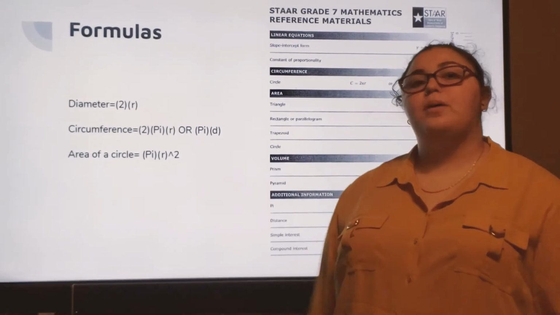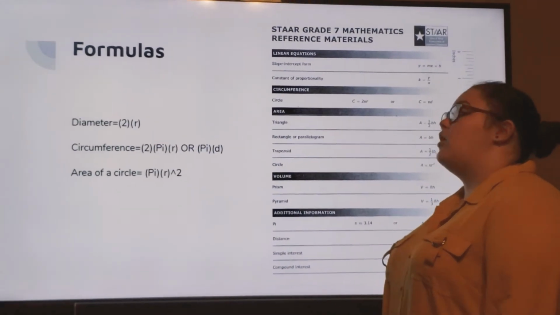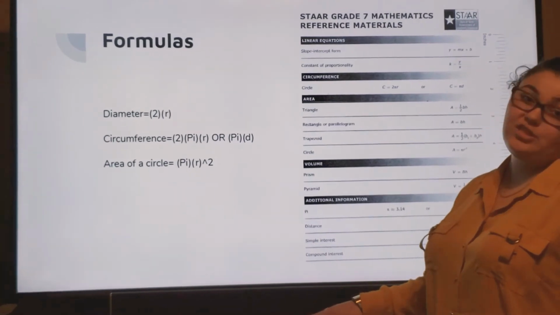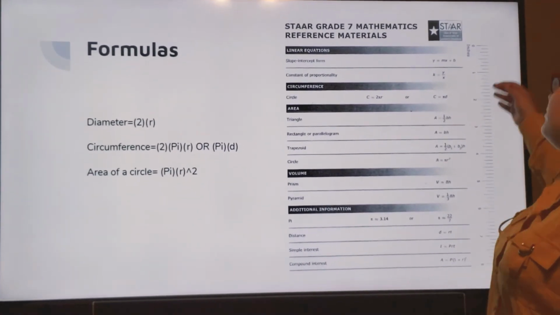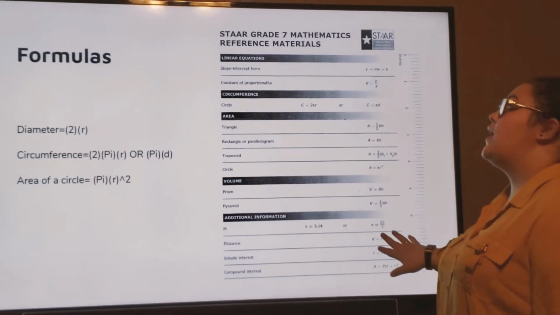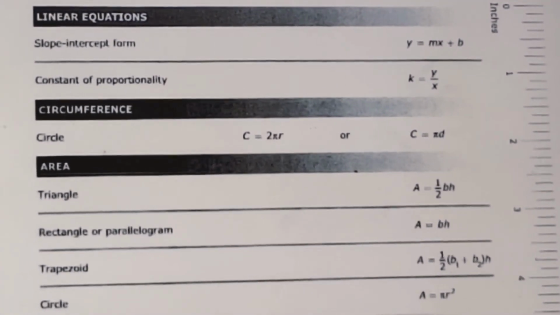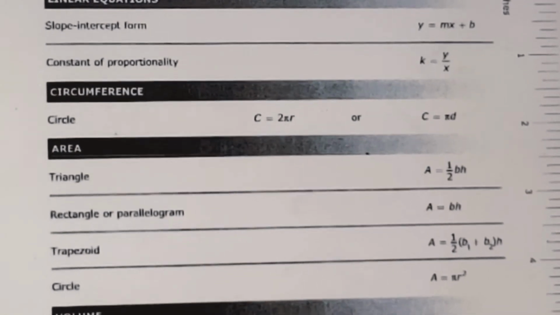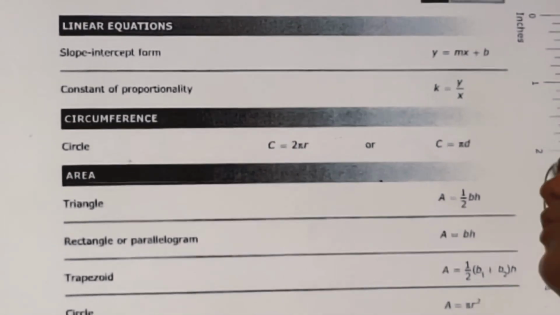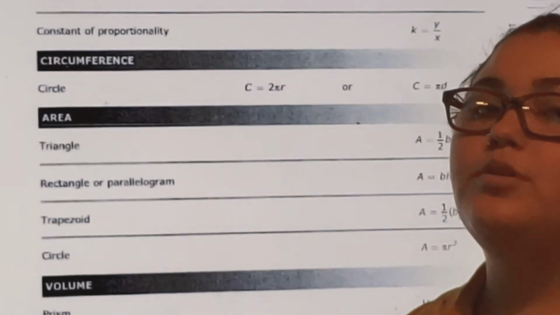So when do we use pi? Pi is used in pretty much all of the formulas that we need to know for our circles. On the test, you're going to be given a STAR Grade 7 Mathematics Reference Materials, and it has all the formulas you're going to need except for one. So that's the first one we're going to talk about, because that one's the one you're going to have to remember. Diameter is 2 times the radius.